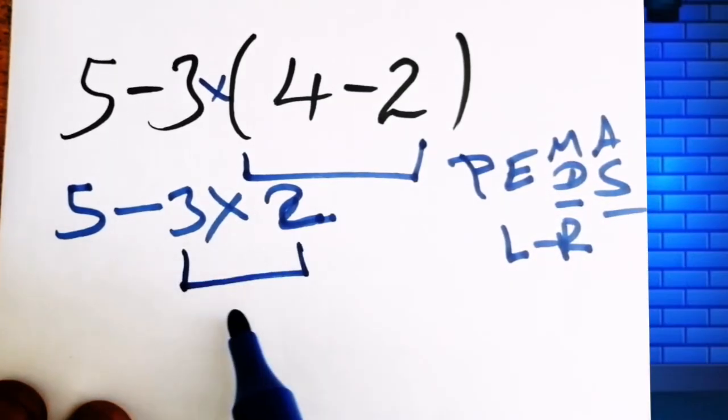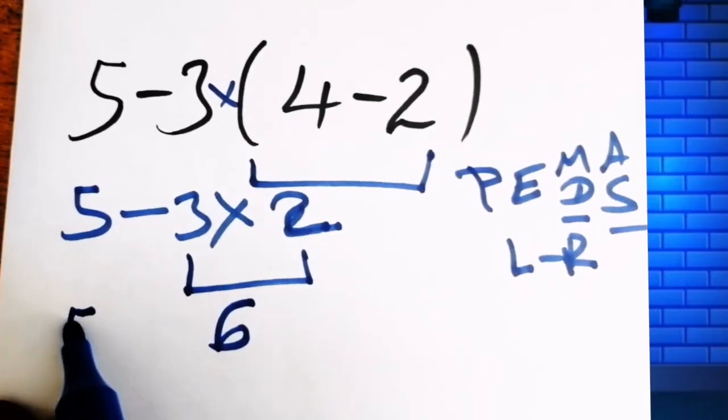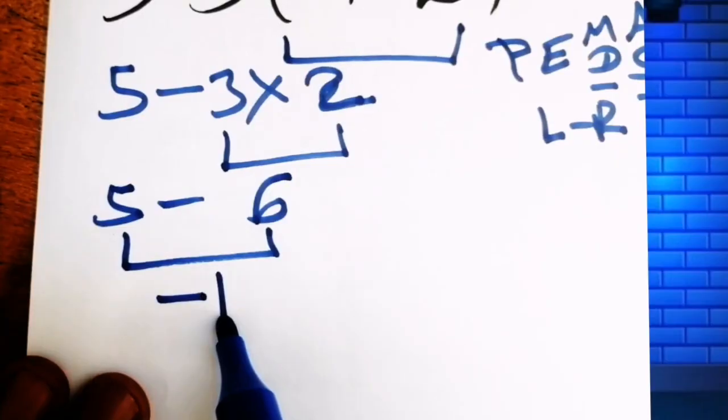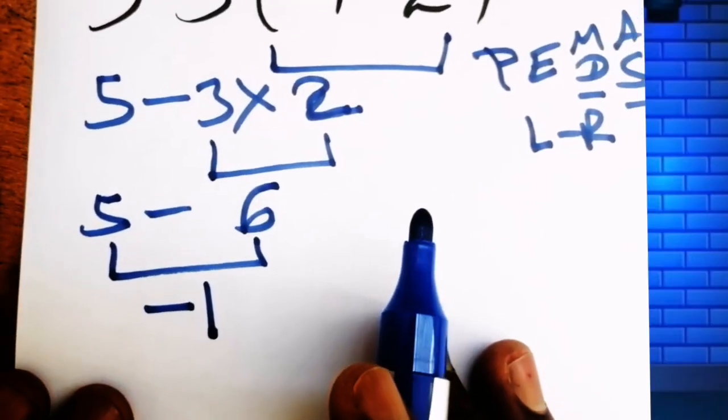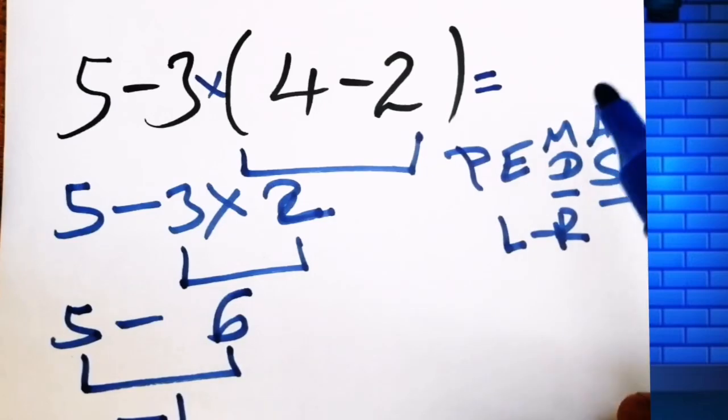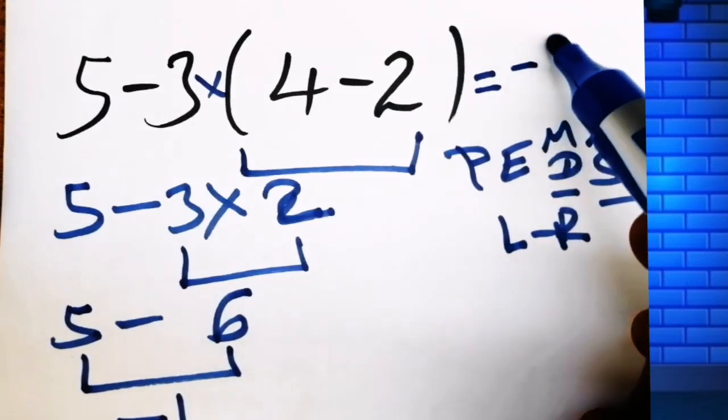Therefore we have to multiply this number. 3 times 2 is equal to 6. Then 5 minus 6 is equal to -1. This is the correct answer of this problem. Okay, therefore the final answer of this problem is -1.